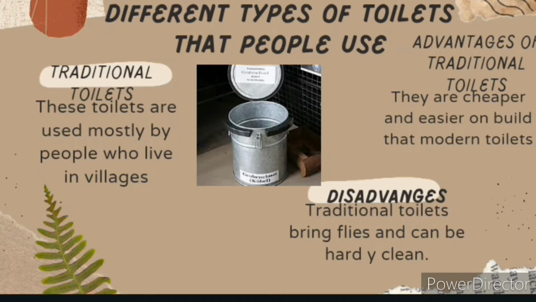These toilets are used mostly by people who live in villages. Pit latrines and bucket toilets are the two types of traditional toilets. Now we also have the advantages of traditional toilets. One is they are cheaper and easier to build than modern toilets.